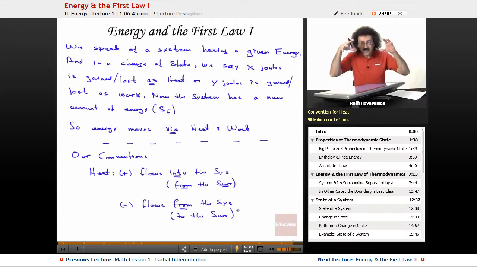It's the scenario, the process that we want to understand. We don't just want to get locked into a particular point of view. Oh no, I have to take the system's point of view. You don't. That's it. I just want to sort of pull you back to give you the bigger picture. That's what's important. Okay, so negative, it flows from the system or to the surroundings.